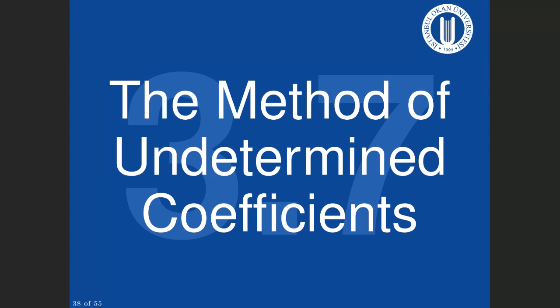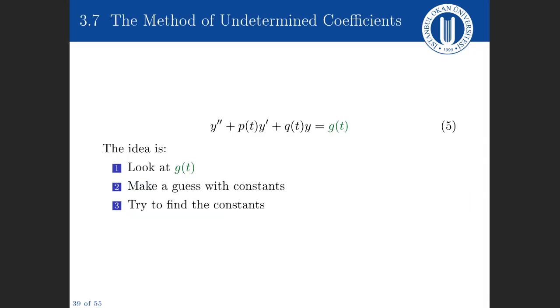Today we're going to look at a method called the method of undetermined coefficients. And it goes like this. The idea is we're going to look at the function g of t, and we're going to make a guess. And we're going to make a guess which includes constants. And then we're going to try to find the constants.